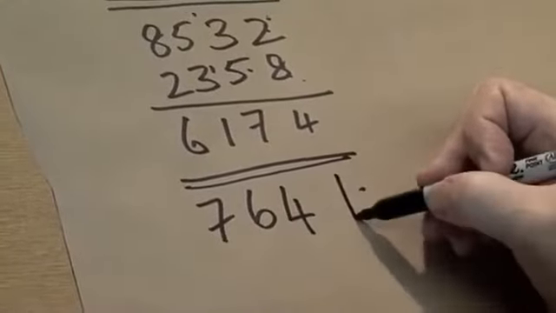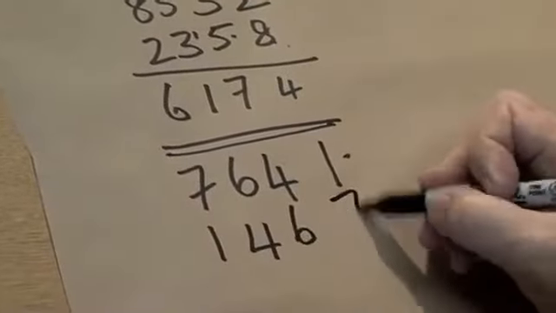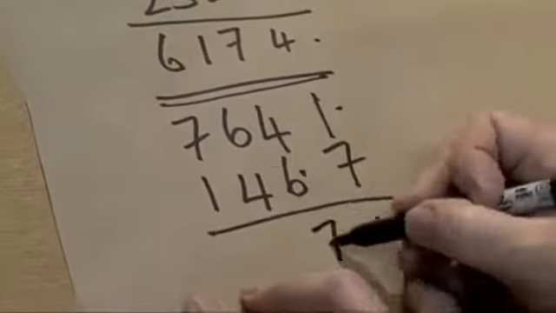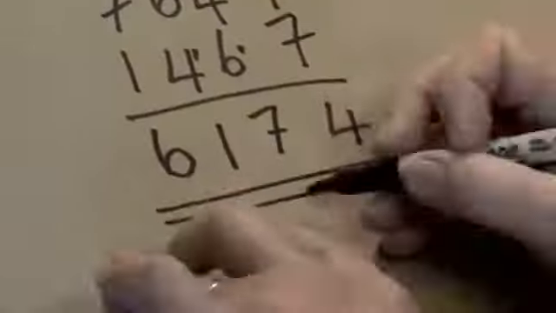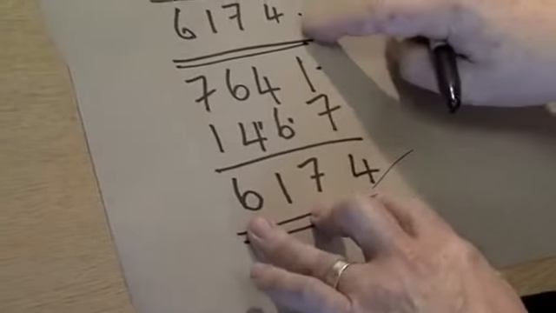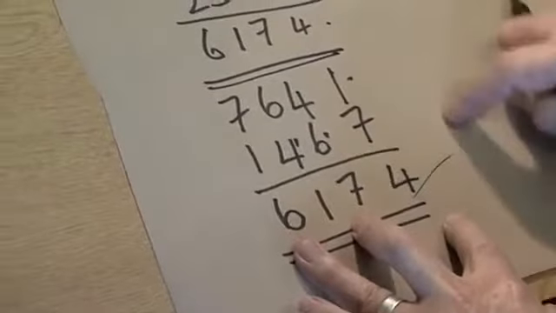7641. I've got to get this right, and then 1467, and I take this away from that and I get back to 6174. And if I were to do that again, I would get this and then that, and it would go on forever. This procedure always converges, always ends up with this number, and when it's got to this number, it's stuck in a perpetual loop that will always bring you this number.